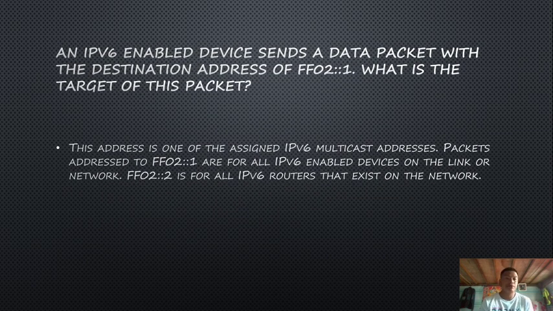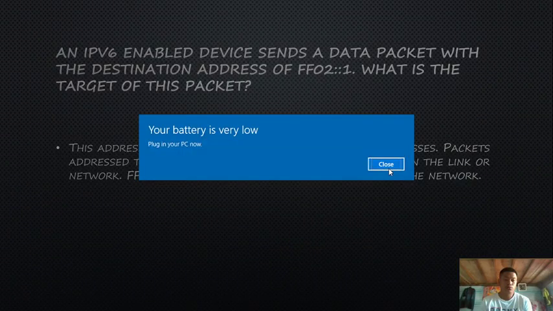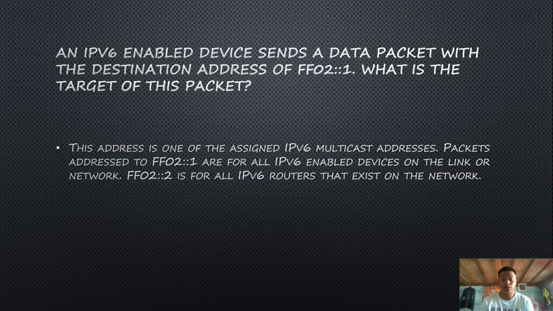Next, an IPv6-enabled device sends a data packet with the destination address of FF02::1. What is the target of this packet? The explanation is that this address is one of the assigned IPv6 multicast addresses. Packets addressed to FF02::1 are for all IPv6-enabled devices on the link or network. FF02::2 is for all IPv6 routers.